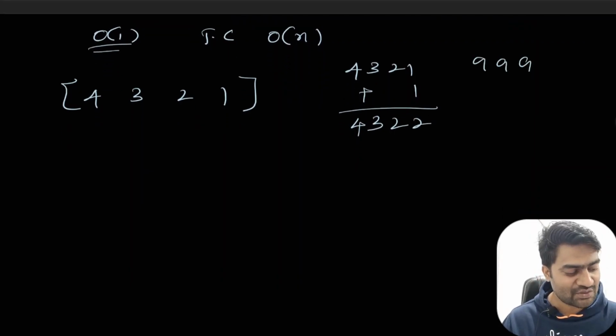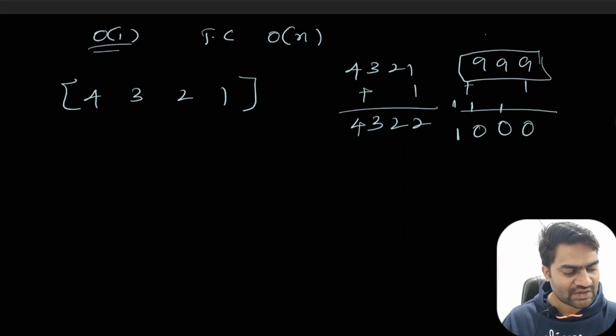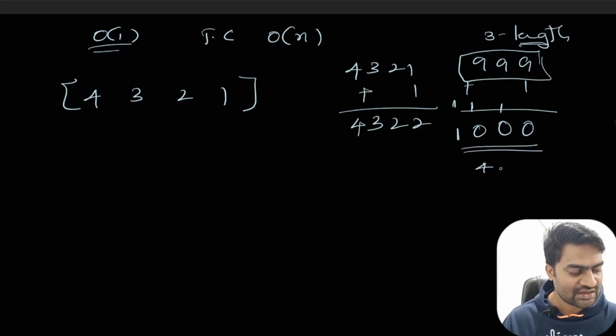For this, we will add 1 to it. Now 9 plus 1 is 10, so 0 here and 1 carry. Again 9 plus 1 is 10, 0 here, 1 carry. Then 9 plus 1, 10, so 0 here and 1 carry. There is nothing left here, so I will retain 1 at the end. Now if you see, the original array is of length 3, but the resultant array is of length 4. So this is a special scenario which we need to handle properly.